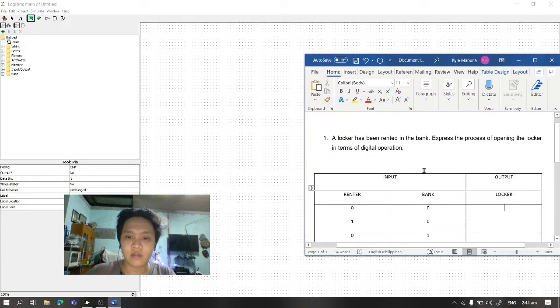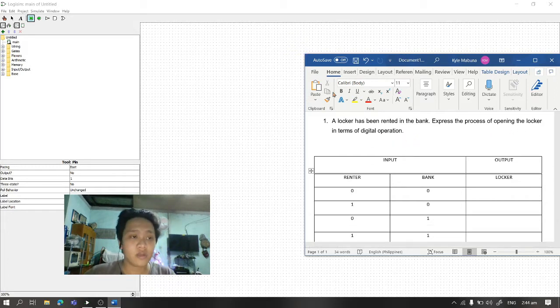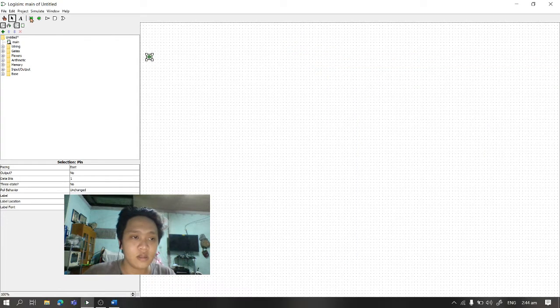The first problem is that a locker has been rented in the bank. Express the process of opening the locker in terms of digital operation. I'm going to show you how to open the locker by using the operation of the AND gate. So first, we're going to use the AND gate circuit.